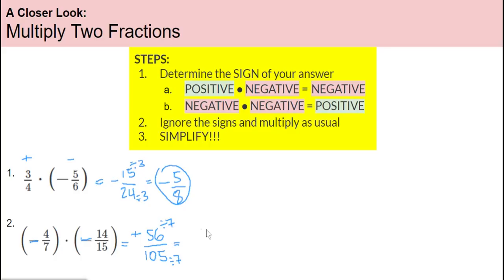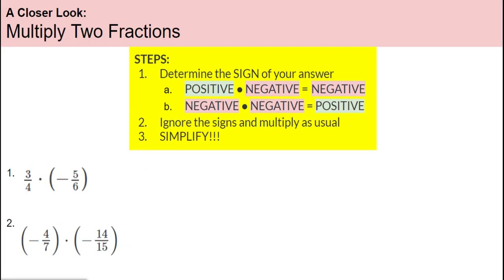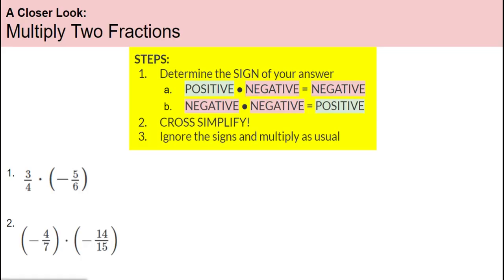Okay, 56 divided by 7 is 8. And then 105 divided by 7 is 15. So that is simplified. There's no other number that can divide into 8 and 15. All right. So notice again, we're dealing with some big numbers. So if you remember in the intro video, we could cross simplify, cross cancel. You might hear these terms. So let me just show you that as well.